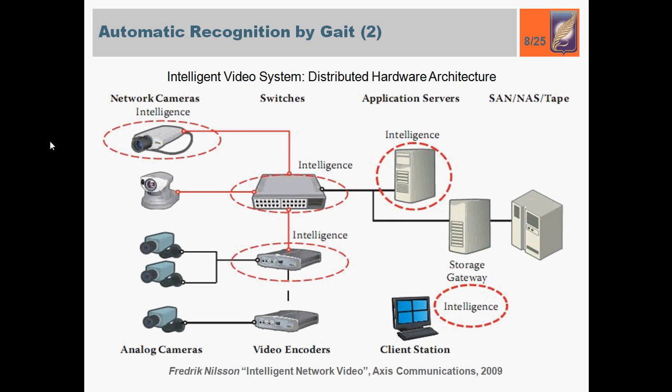In practice, gait identification system can be used as a part of distributed intelligent video system, which may consist of analog and network digital cameras, like stationary as well as pan-tilt-zoom cameras for tracking objects. Intelligence of the system may be distributed across different layers which comprise network cameras, switches, and application servers.